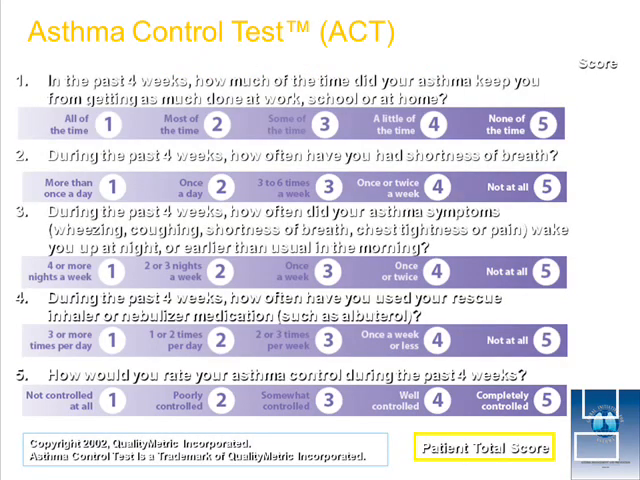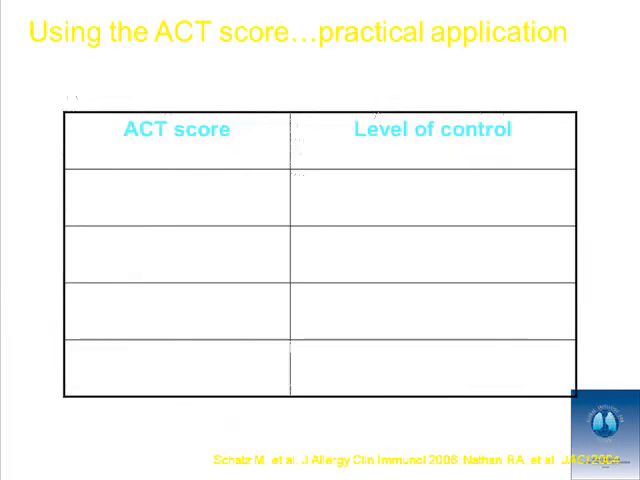So 5 questions and a score of 1 to 5 for each question. So you can have a minimum score of 5 or a maximum score of 25. This should be done preferably by the patient. It's available in English and all the languages, and it's very simple to complete. How do we interpret the ACT score?